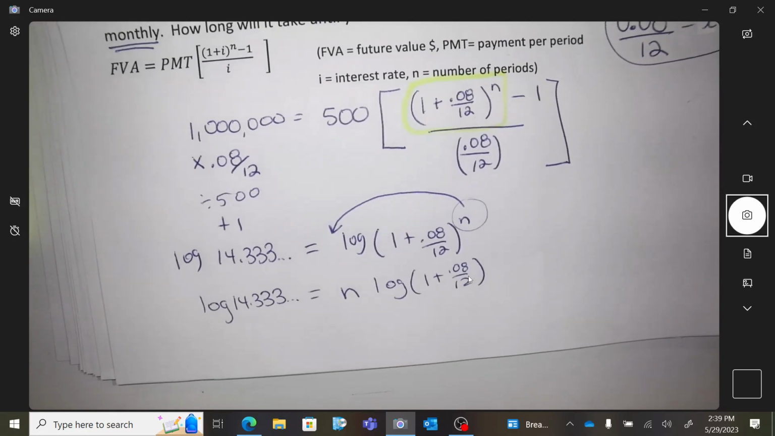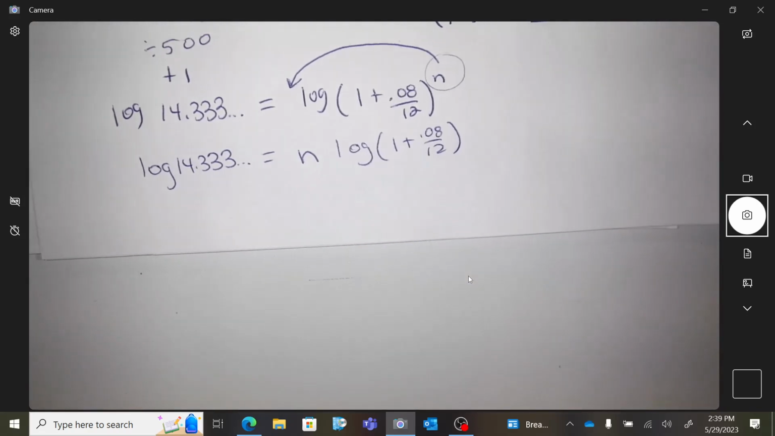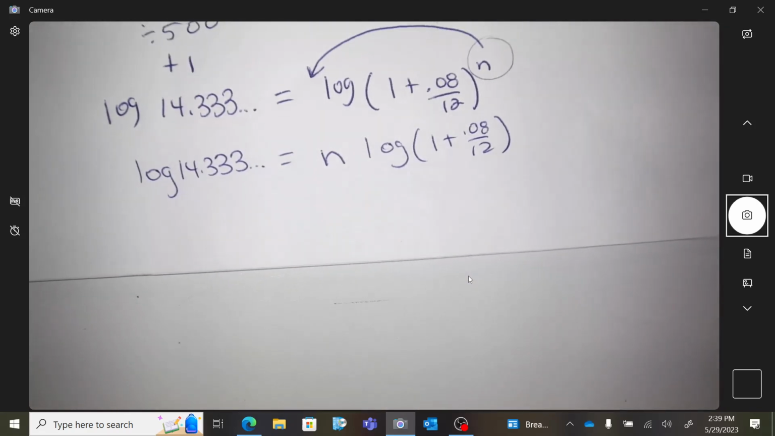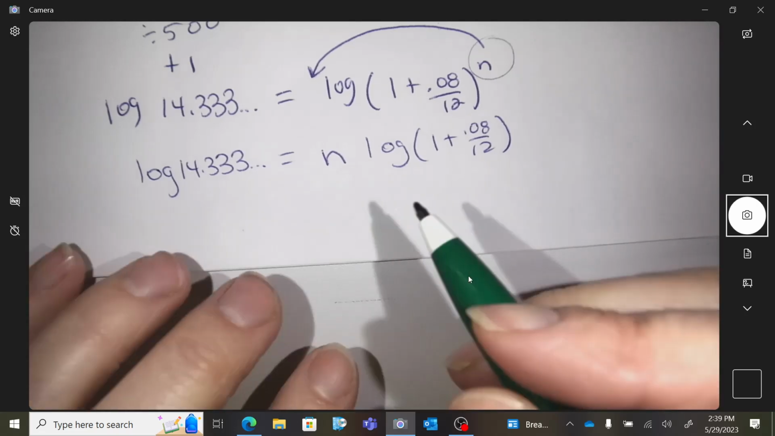Okay, this is the only way to solve for variables that are in the exponent position because you can't nth root something or whatever, right? So you can bring it down.